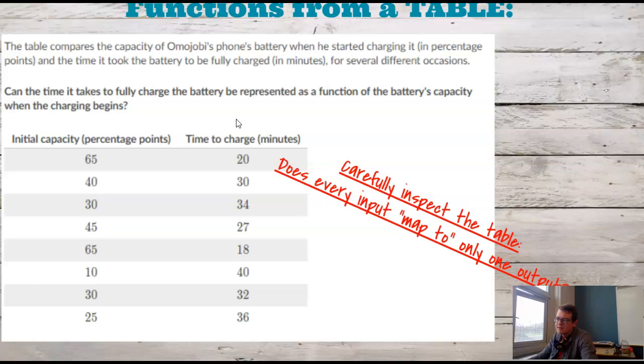Ooh. Bit more complicated. The table compares the capacity of Omojobi's phone battery when he started charging it in percentage points and the time it took the battery to charge. Go to your rooms and see what you think. Kelly, do you remember what room you were in? Probably room 1. Awesome.